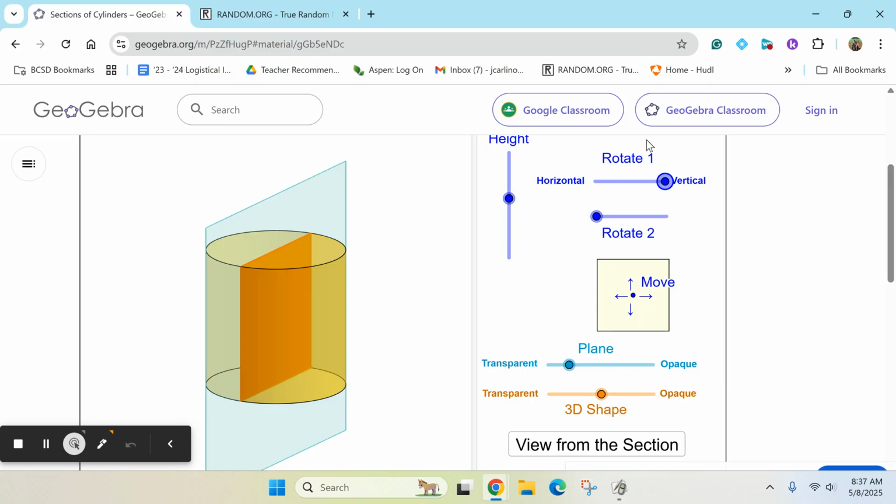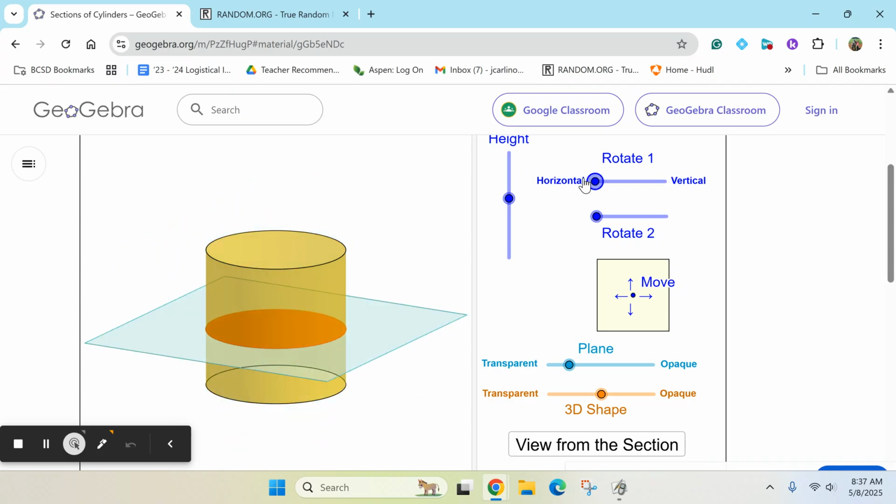Okay, so again, I cut it vertically. It ends up being a rectangle. But hey, you cut it horizontally. What did we see? It ends up being a circle. All right, so a quick couple questions about that.